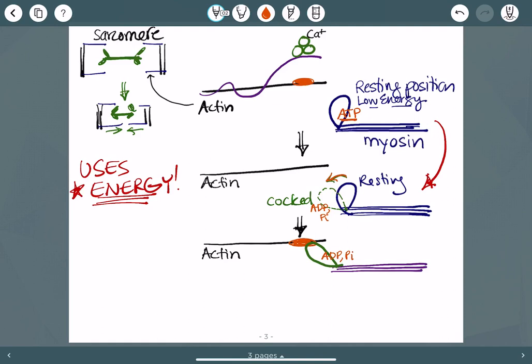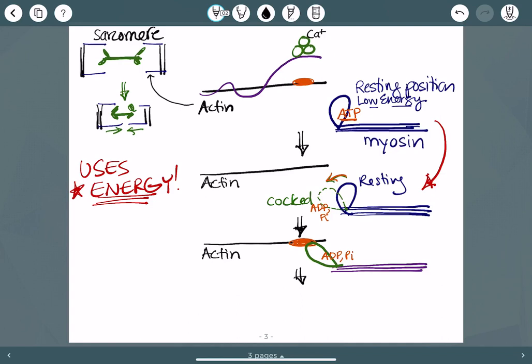Now this is the really exciting part. We've done all the background work for the magic to happen. As soon as the myosin head binds the active site of the actin, two things happen simultaneously. One, it's going to release the ADP, and the myosin head is going to snap back into its resting position. So let's draw that into our picture here. Oops, still have the orange going.